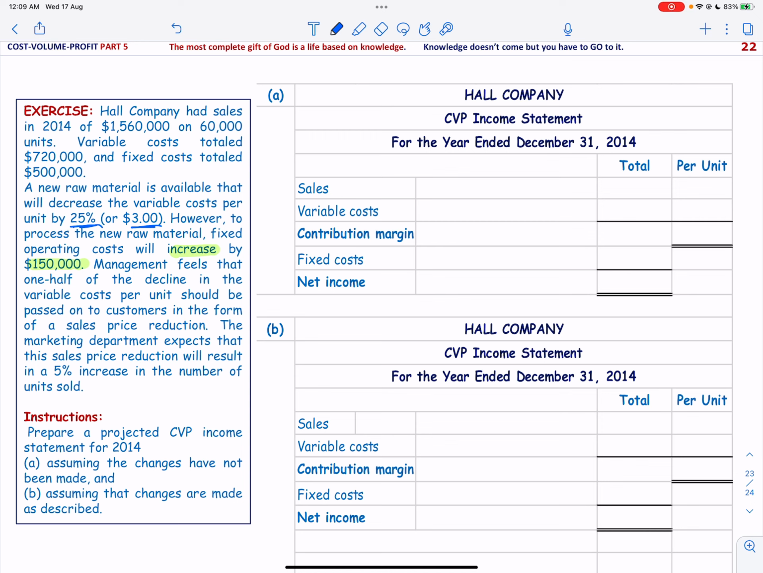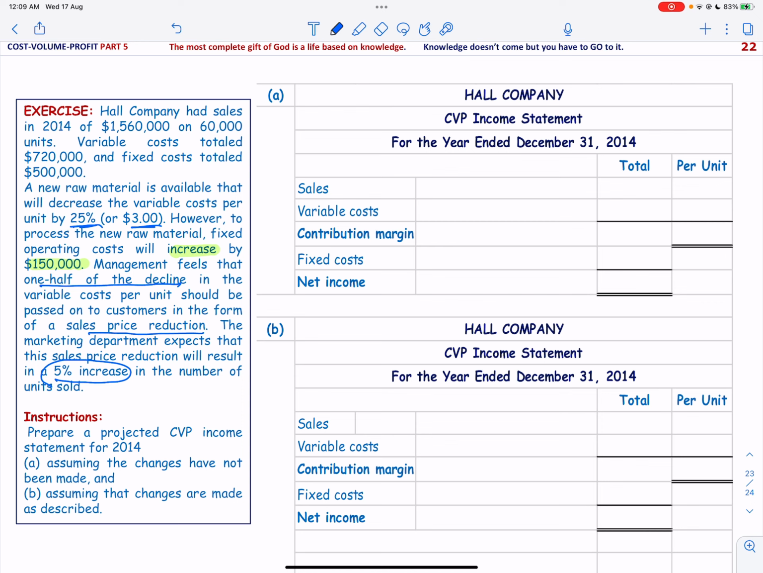Management feels that one half of the decline in the variable cost per unit should be passed on to customers in the form of sales price reduction. So the sales price will be reduced by this amount. The marketing department expects that this sales price reduction will result in a 5% increase in the number of units sold. So prepare a projected cost, volume, profit, income statement for the year 2014.